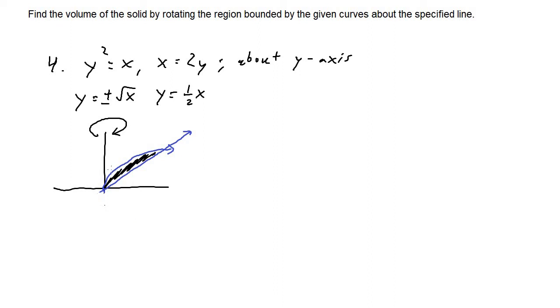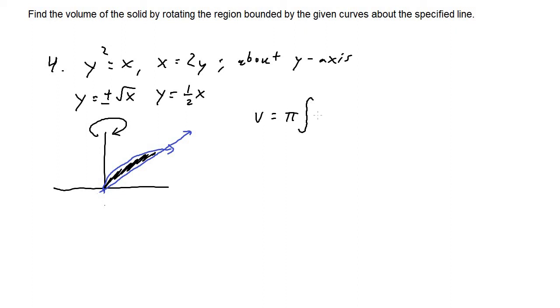Now realize that there is space in between the axis of rotation and the region, and because there is space, there's going to be a hole in the solid when we rotate the region about the y-axis, so we have to use the washer method. Now we are rotating about the y-axis, or a vertical axis, so we have to put everything in terms of y. So the formula for the volume is going to equal pi times the integral.